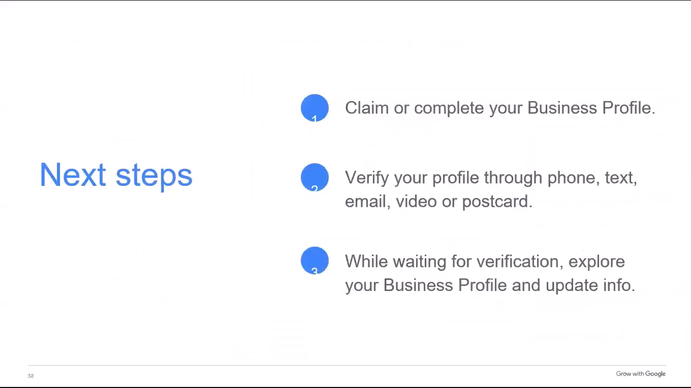So that just brings me to some next steps, that there's actually three things that you could do going forward. And I would like for you to take action once this webinar is over. Number one is if you have not claimed or you have not completed your business profile, do them. Verify your profile through the various ways that Google allows you to verify that profile. And while you're waiting for that verification to take place, go ahead and start to update that business info.